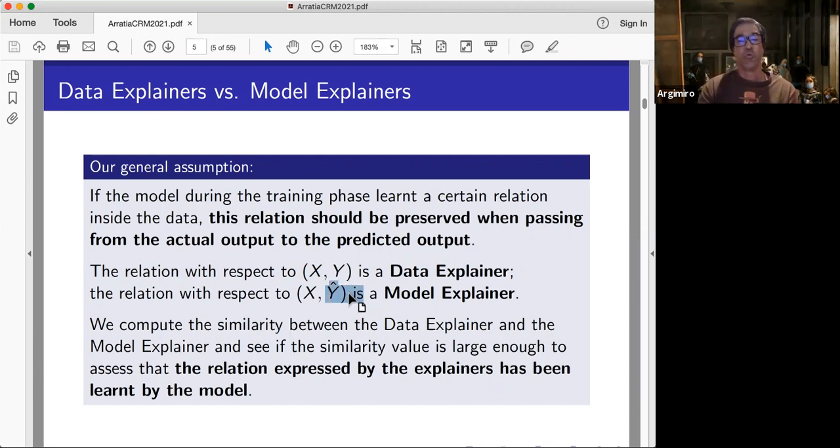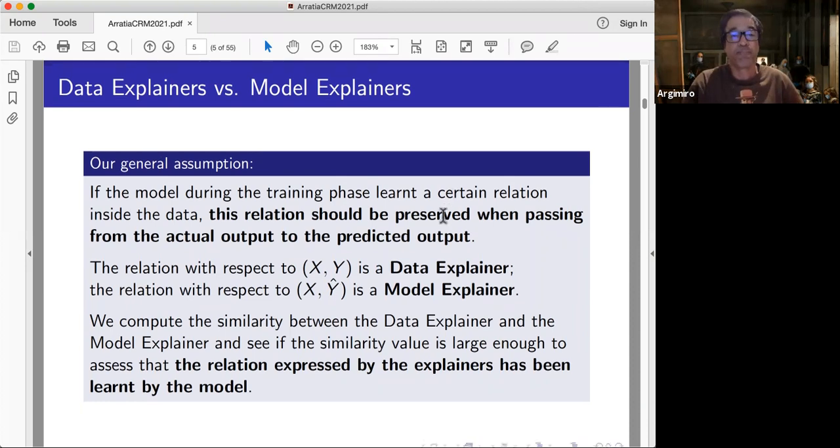So our proposal is to compute the following. We have the inputs, and we have our black box model that we train on this data. Before the training, and through the training, we see the relation between inputs and true outputs, and then after we get the estimated values, we see the relation between inputs and estimated values, and we compute the similarity. So if the similarity is close, we can say that the model has really learned the relation expressed by the explainers.